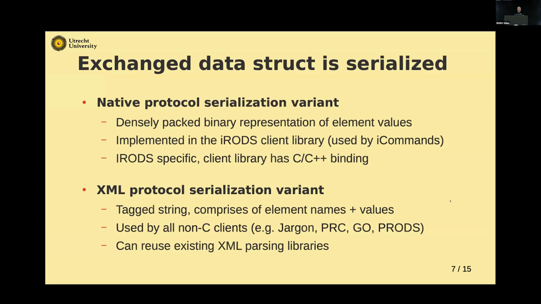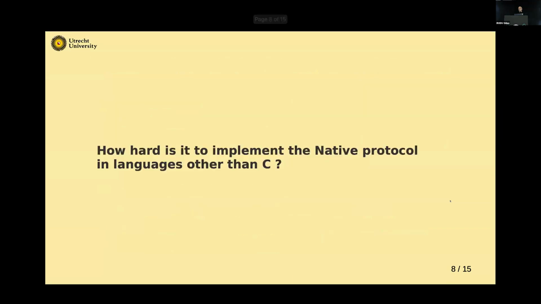So far, I haven't come across any other client that's not C that's not using this one. So actually, that native protocol is hardly used. It's used by the iCommands. It's used by Kanki, some of these clients, but they have to be C-based. Now, the benefit of that is that it could reuse the XML parsing libraries, of course, but the downside is the native protocol got hidden away. So I thought, how hard is it to implement this native protocol in a different language?